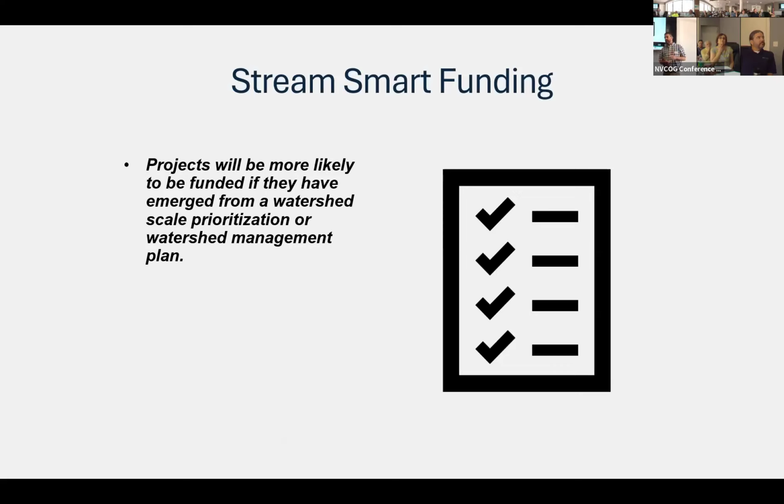And that will send me into funding. So funding for these is always a competitive bid process in almost every case. You've got to show that this is a meaningful project that's going to yield some good ecological benefits. You're more likely to be funded if you're coming from a watershed scale prioritization, like a hazard mitigation plan would be great, or some kind of watershed management plan.